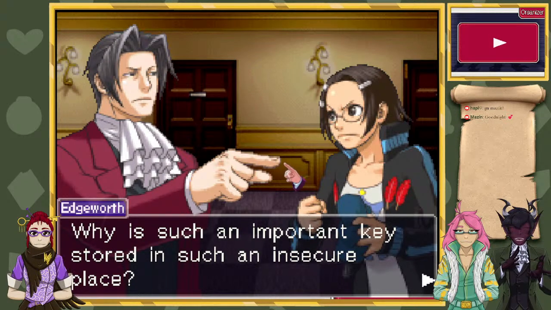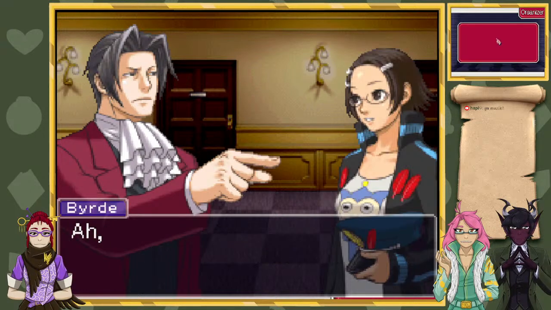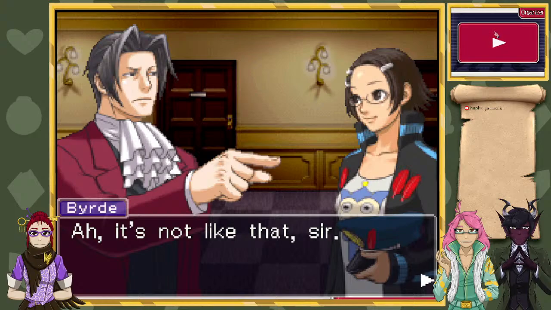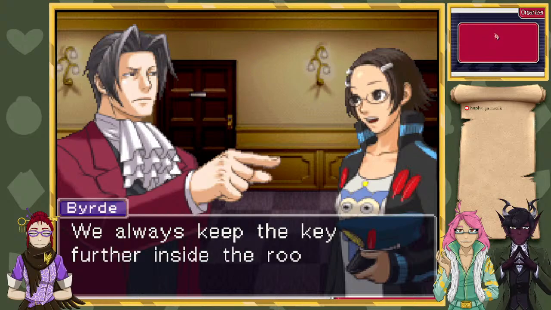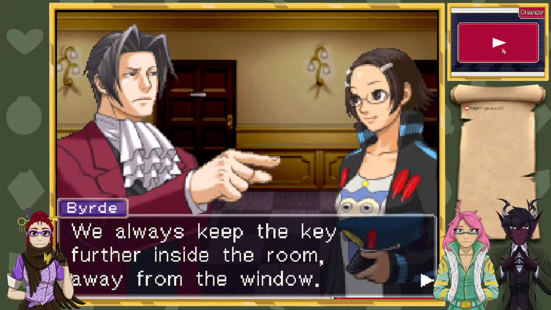Huh? Yes. Why is such an important key stored in such an insecure place? It's not like that, sir. I like how I knew what you were asking for, too. We always keep the key further inside the room, away from the window. We're not that stupid.